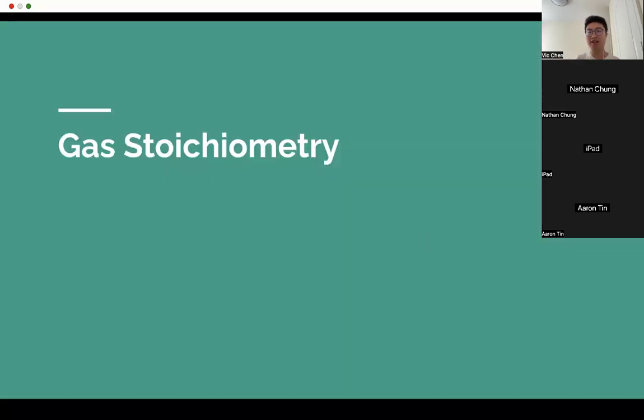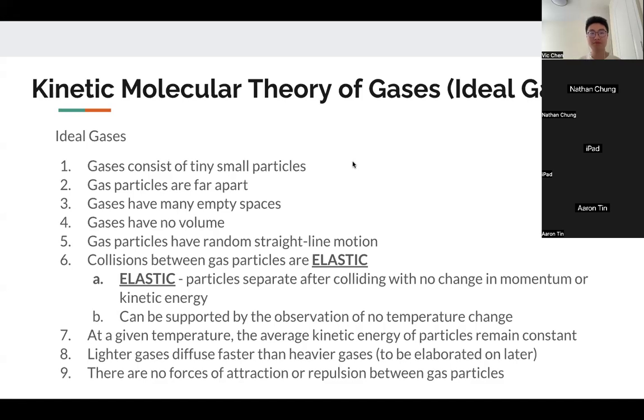Now, let's talk about gas stoichiometry. Now, the kinetic molecular theory of gases is specifically for ideal gases. Now, ideal gases, they consist of small, tiny particles. They are far apart. They have a bunch of empty space between them, which will mean that their volume is essentially negligible. They have no volume. And the particles within the gas travel in random straight line motions. They don't travel curved, it's only straight line motions.